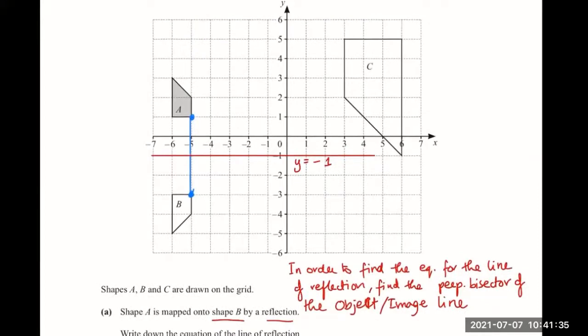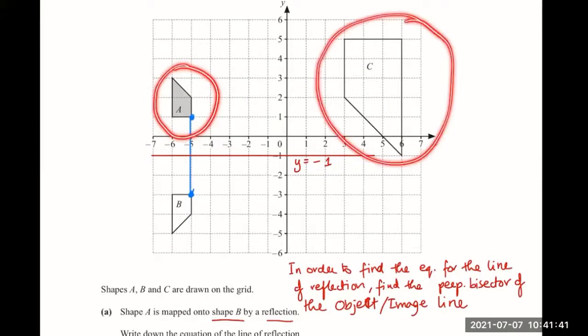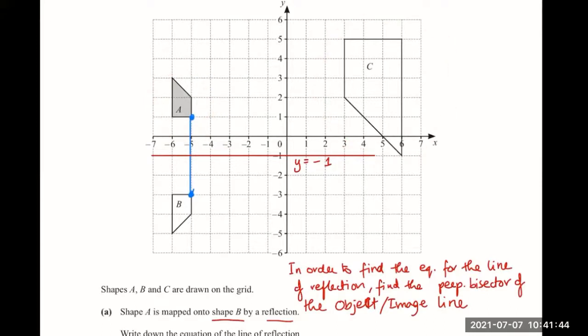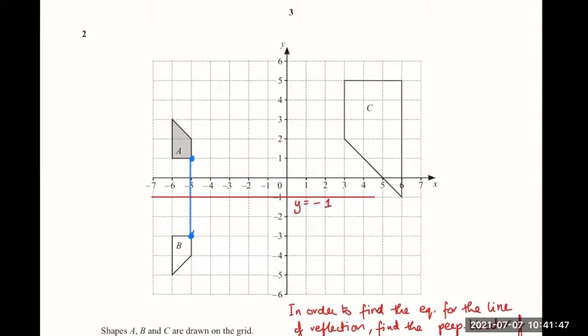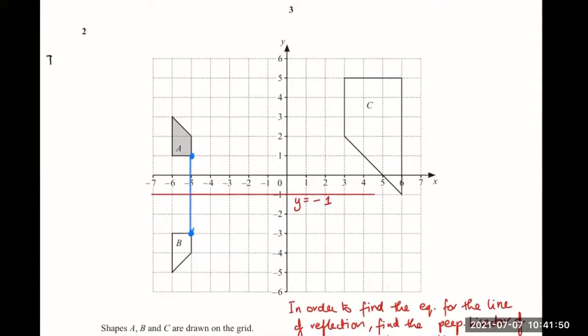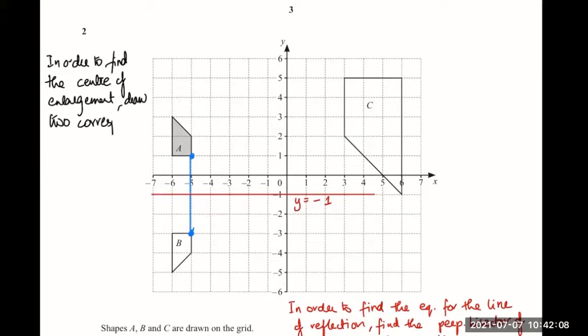Describe fully the transformation that maps triangle A onto triangle C. I can obviously see that this is an enlargement. How to find the center of enlargement? In order to find the center of enlargement, draw two corresponding object image lines and see where they intersect.